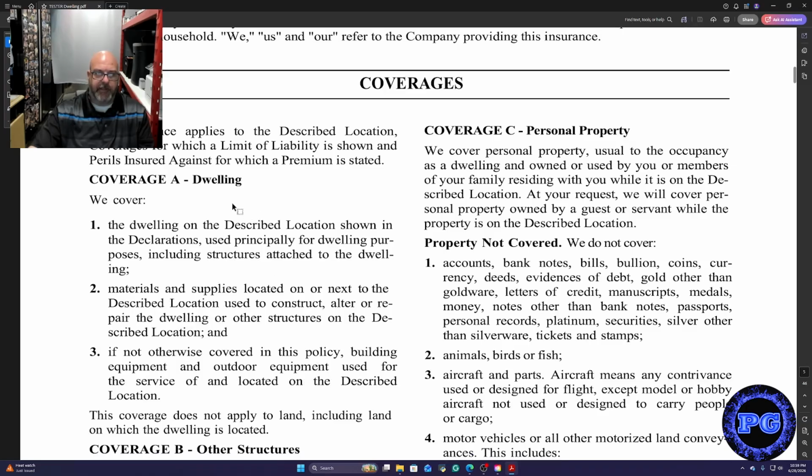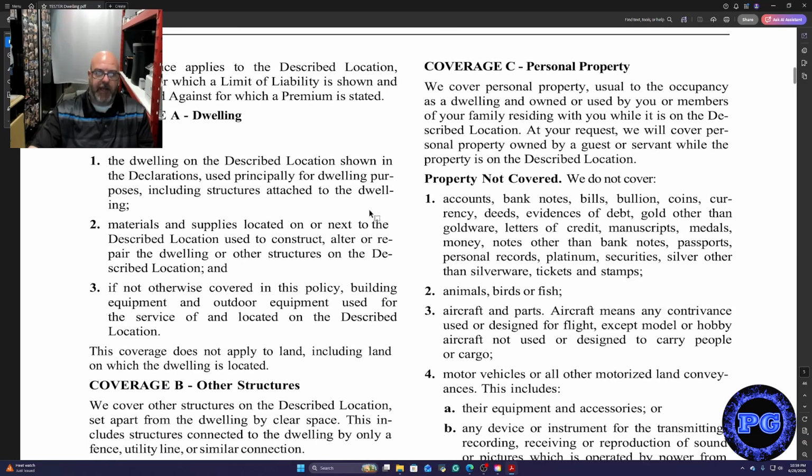The dwelling is at the described location. Remember, there could be 2 different addresses up there. The materials and supplies located on or next to the described location used to construct, alter, or repair, right? So that's something important too, right? So if you're about to put a deck on and you got all your stuff just sitting there right next to the home, and somebody comes and steals it in the middle of the night, you're covered. It's part of the dwelling, right? So that's important to know, right?